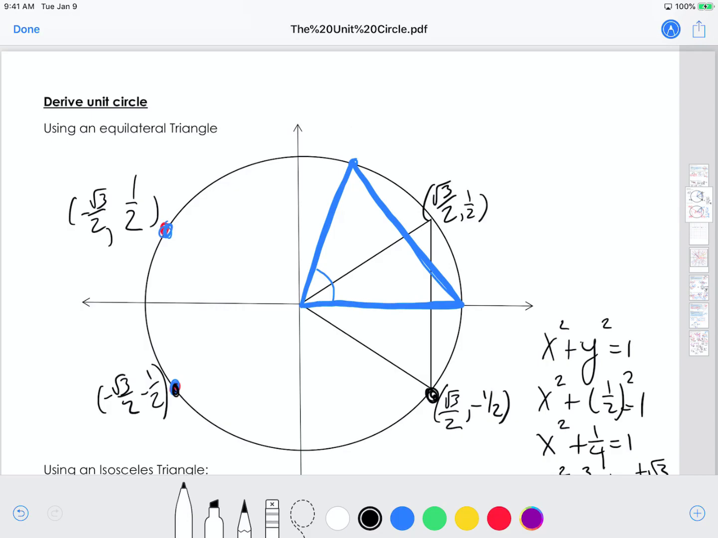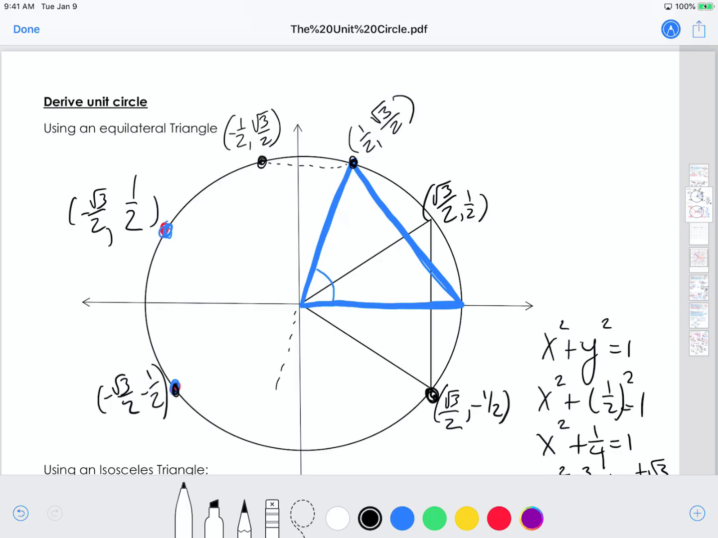And what would end up happening is I would get this point here to be 1/2 and square root of 3 over 2, where my x's and my y's get switched. So x would be 1/2 and y would be the square root of 3 over 2. And if I find that same point over here, I would get negative 1/2, positive square root of 3 over 2, because now we're in the second quadrant, so x is going to be negative.